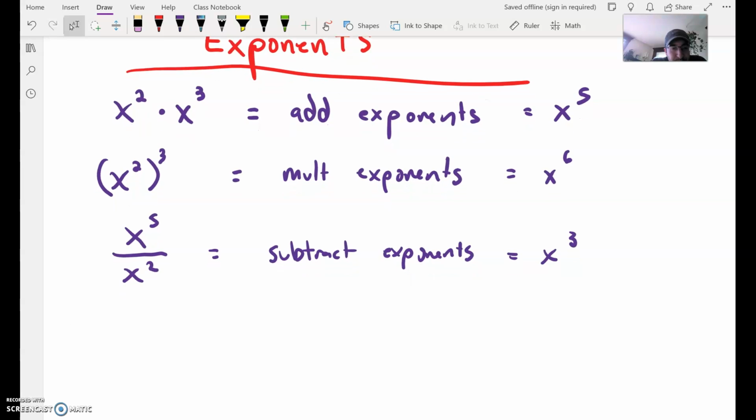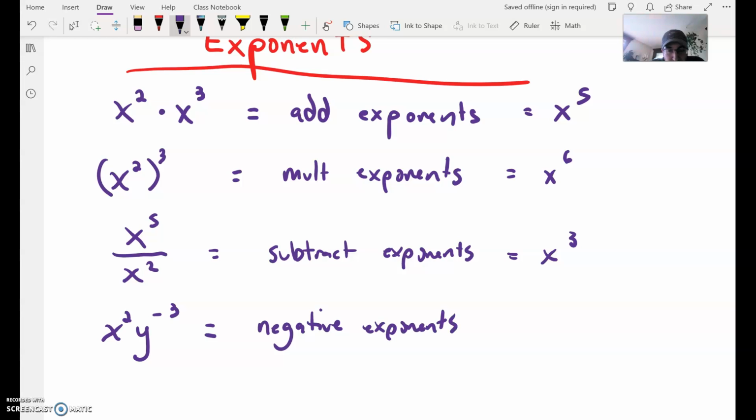2 more. If you have, let's say, x squared y to the negative 3rd, negative exponents move to the denominator, or if they're already in the denominator, they move up to the numerator. We'll call them reciprocals, because that's what they are. A reciprocal is where you flip something, right? So negative exponents are reciprocals.